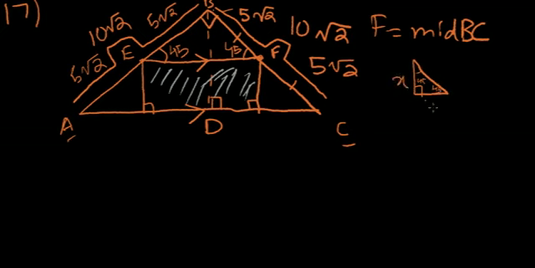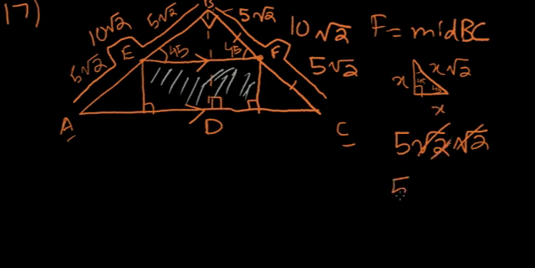So if these legs are 5 root 2 in a 45-45-90 triangle, it's going to be x, x, and x root 2. So the x value in this case is 5 root 2. So the hypotenuse is going to be 5 root 2 times root 2. The square roots cancel out. So it's 5 times 2, which is 10. So we know that this length, EF, which is the length of the rectangle, equals 10.